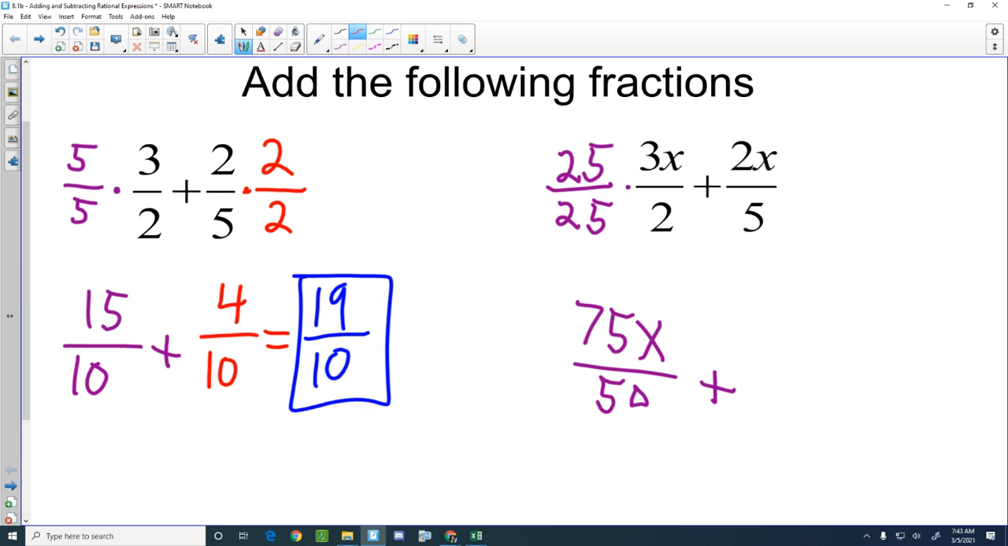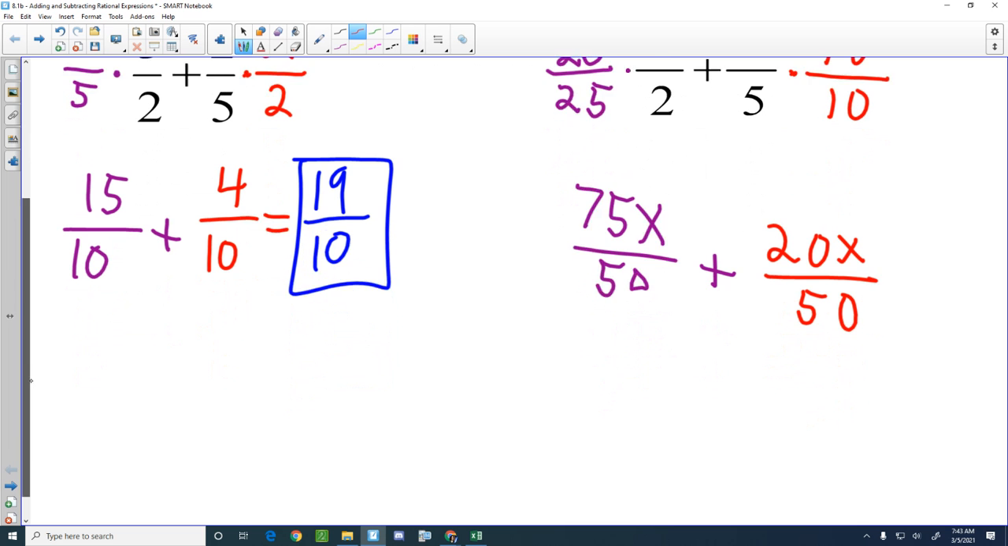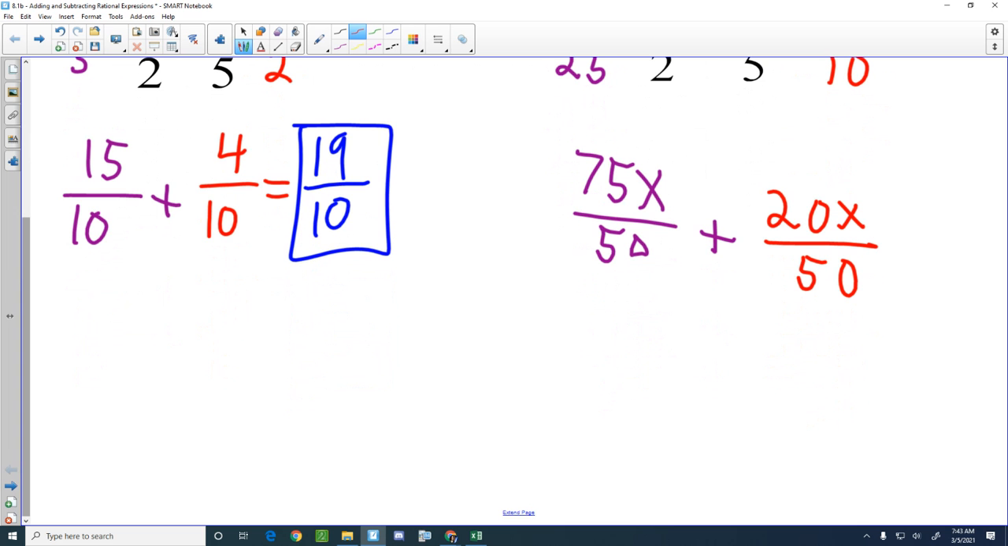plus, on the right side, to make a 5 into a 50, I have to multiply it by 10 on the top and bottom. 10 times 2x is 20x over 50. I know this is definitely overkill. When I add those up, they're both over 50. 75x plus 20x, that's 95x.